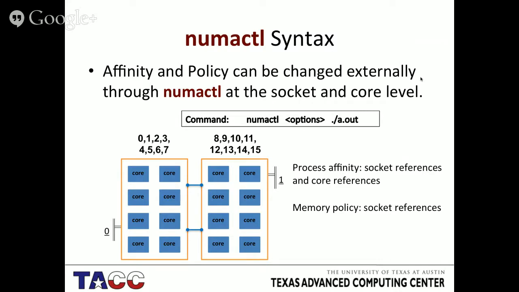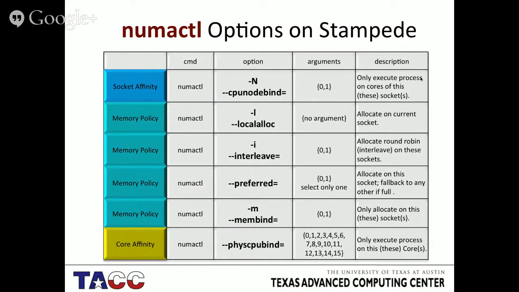So let me go over some of the options that NUMA control has. And the way NUMA control is going to be used is just going to be numactl, whatever options to specify the way affinity has to be set, and then your executable. So it's pretty simple in principle. Now, there's lots of options for NUMA control. If you just want to set socket affinity, then you can use -N or --cpunodebind, and you will say socket 0 or socket 1.